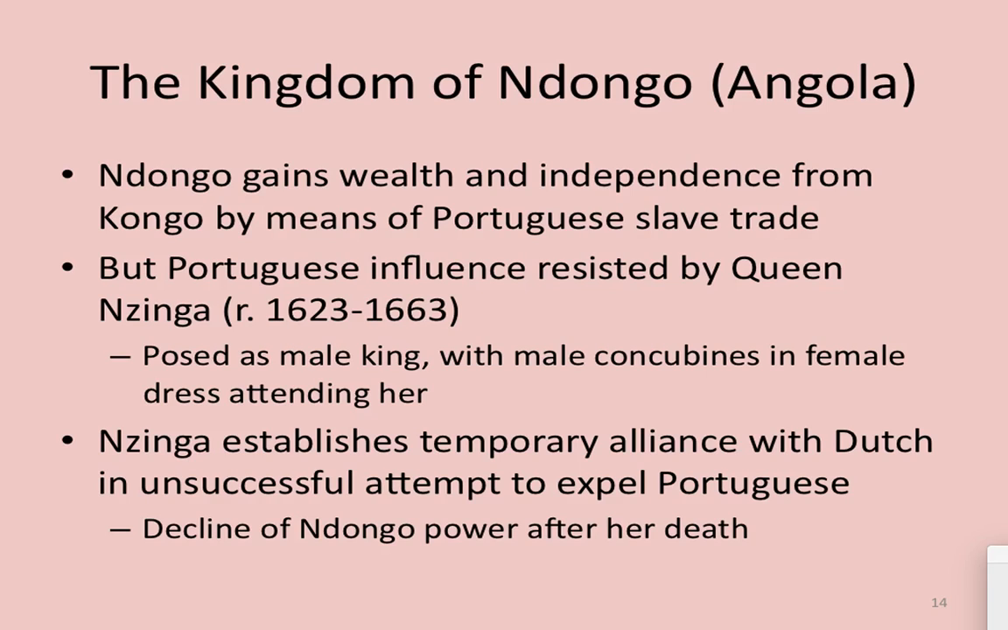Kingdom of Ndongo. Skip a space, center it. Kingdom of Ndongo. You need to know it is going to rebel and fight against the Portuguese. By the way, here's our fourth lady, and she's a boss. You need to know Queen Nzinga of Ndongo is going to fight against the Portuguese. Queen Nzinga will fight against the Portuguese with the Dutch. She makes an alliance with the Dutch.